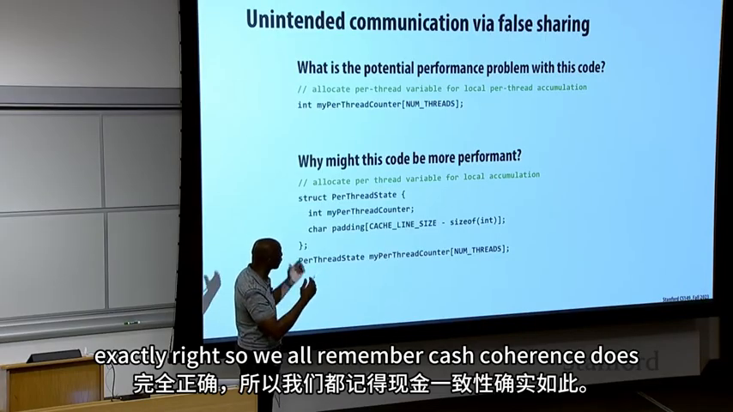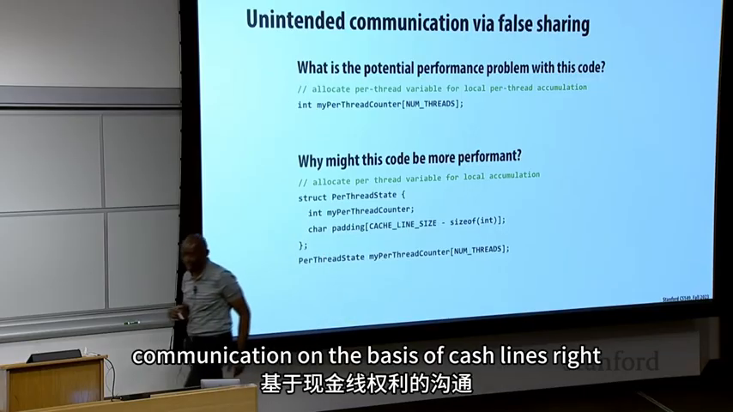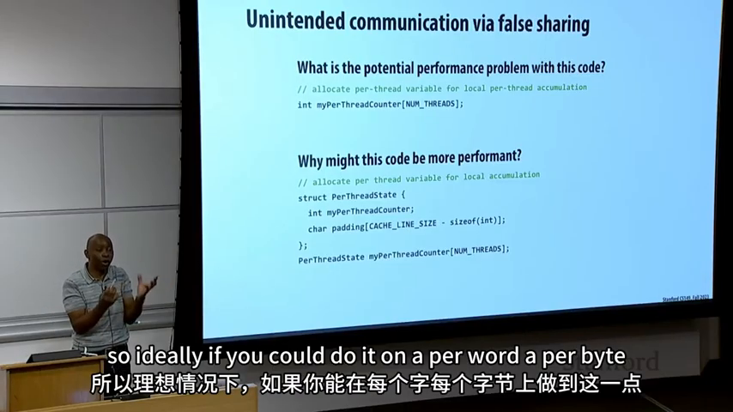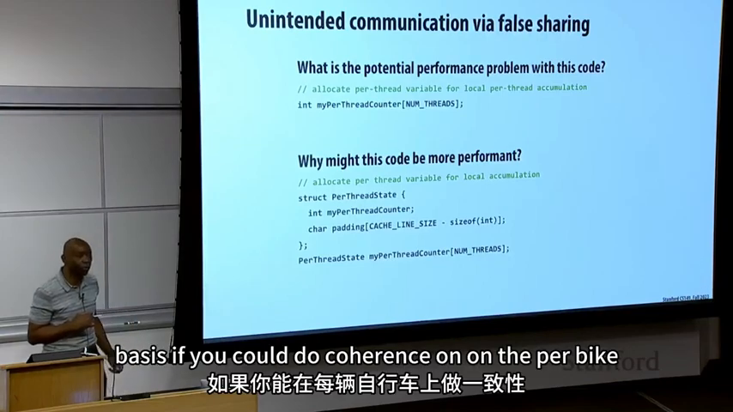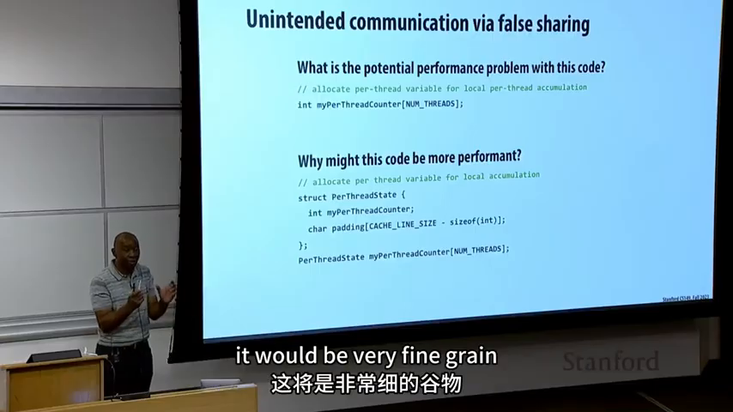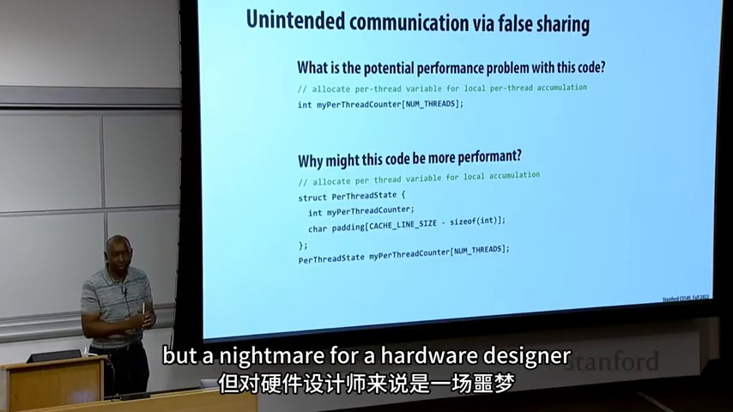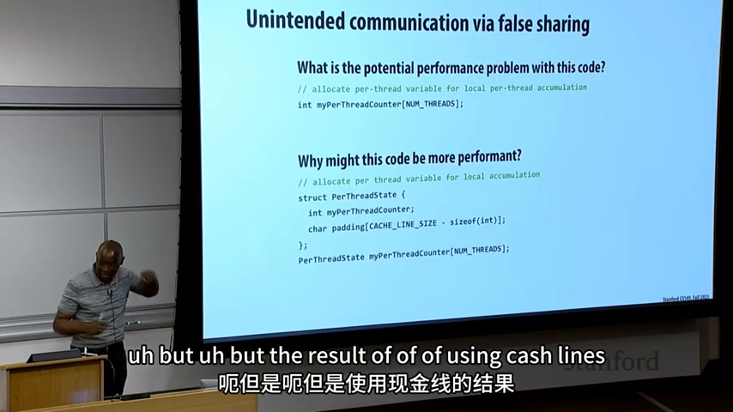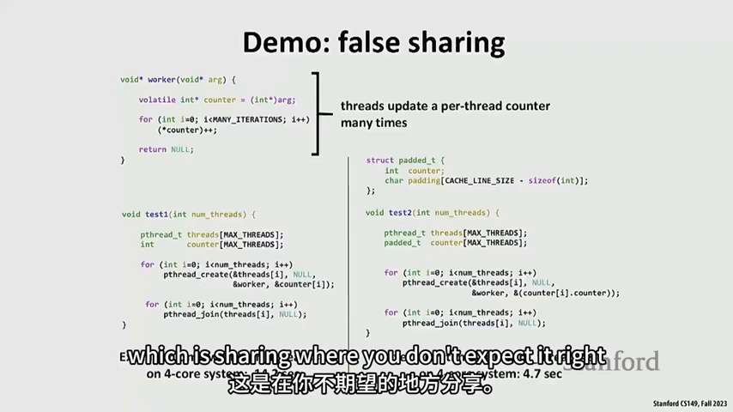Exactly right. So we all remember cache coherence does communication on the basis of cache lines, right? So ideally, if you could do coherence on a per-word or per-byte basis, it would be very fine-grained. It would be great for the application programmer, but a nightmare for a hardware designer. But the result of using cache lines is that we have what is called false sharing, which is sharing where you don't expect it.